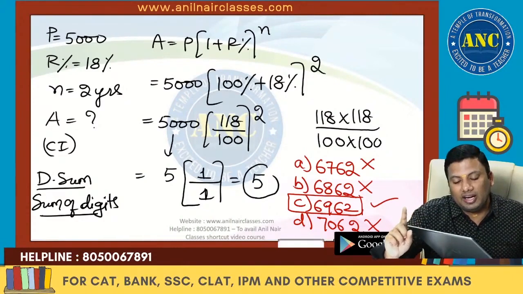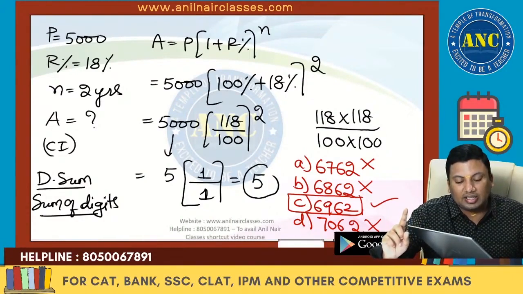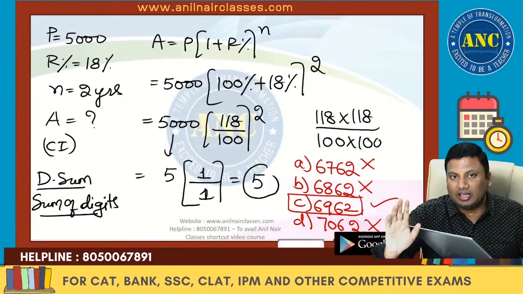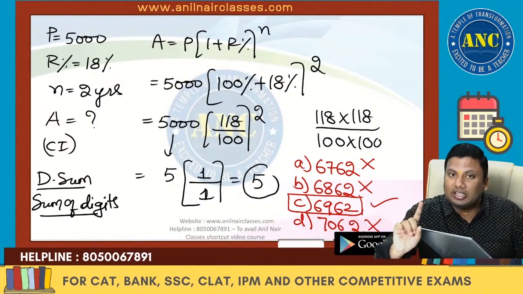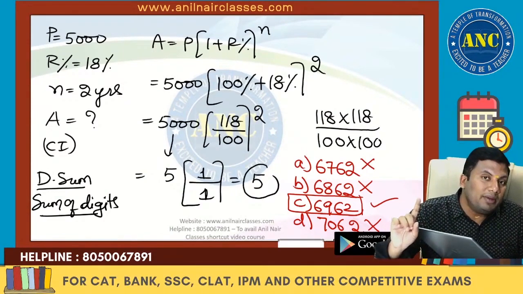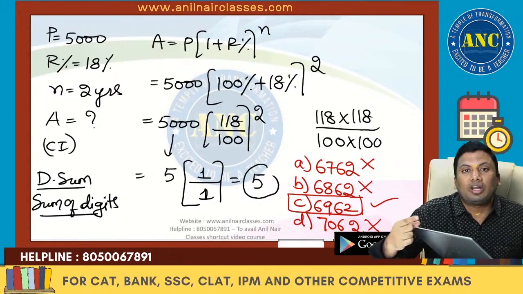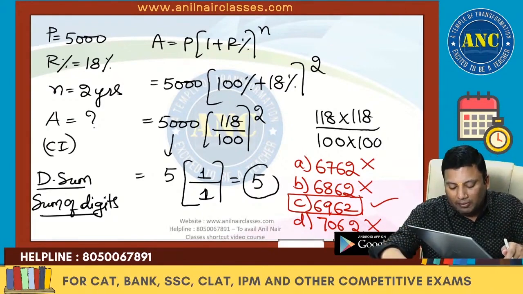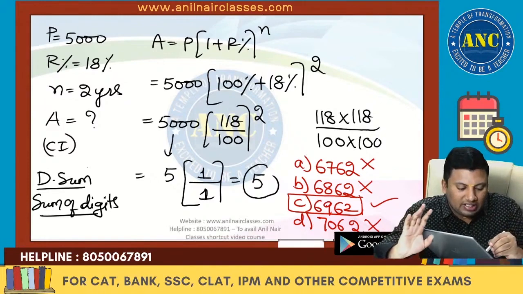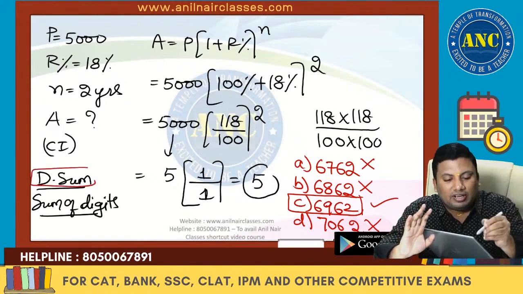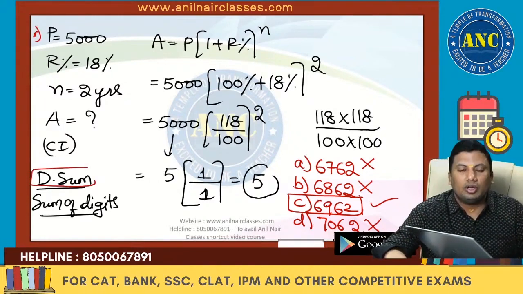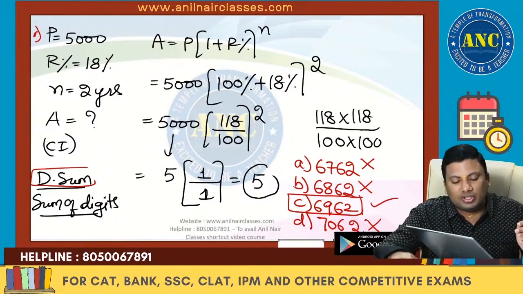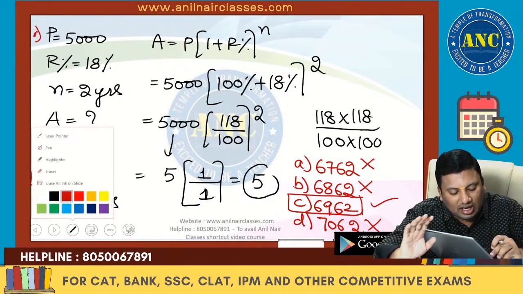If more than one answer option has got the same digital sum, go back and use the tree method. Disclaimer, remember, digital sum is used to eliminate incorrect answer options. Out of 4, 3 I eliminated. So obviously the remaining will be the answer. I hope it is clear. Digital sum application. First question. Second question. 2-3 questions I will solve so that you will get an idea about this concept.